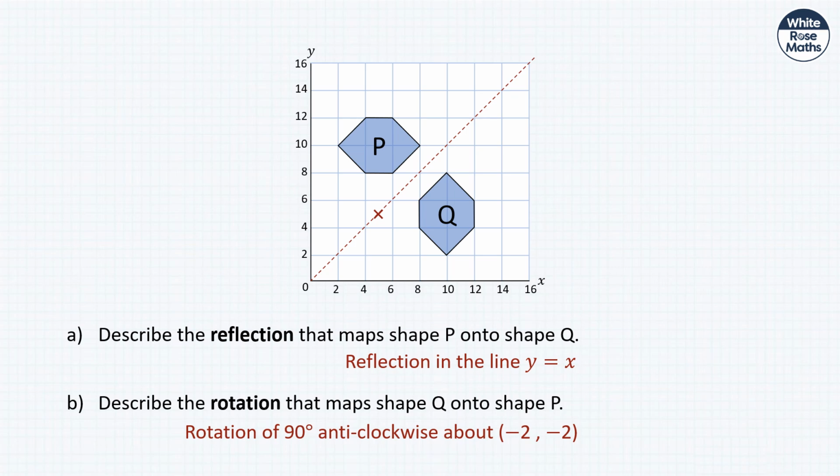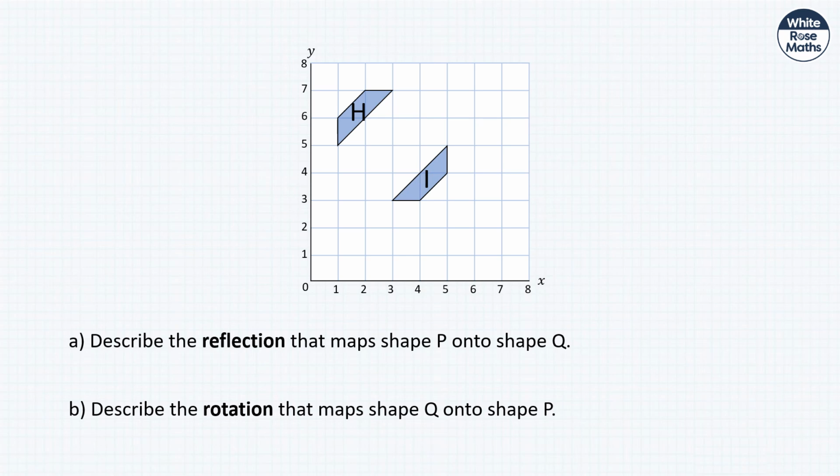There we go. Okay, so last few today, guys, for today's video. Describe the reflection that maps shape P onto shape Q. I think it's meant to say P and Q there. So if you look here, this is going to be the line y equals x plus 2 when you plot it. Because I go across 1 and then up 1, so it's got a gradient of 1, and it crosses the y-axis at 2. So it's going to be a reflection in the line y is equal to x plus 2.